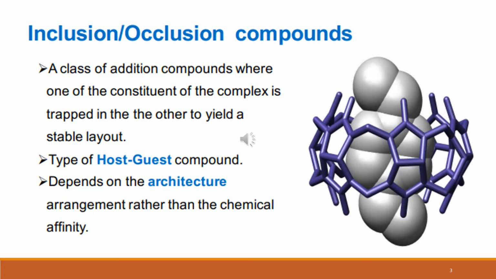So, inclusion compounds are a class of addition compounds where one of the constituents of the complex is trapped in the other to yield a stable layout. This is a type of host-guest compound, and it depends on the architectural arrangement rather than chemical affinity. There are no adhesive bonds, nor any other types of bonds, but only the host taking up the guest molecule in its cavity.